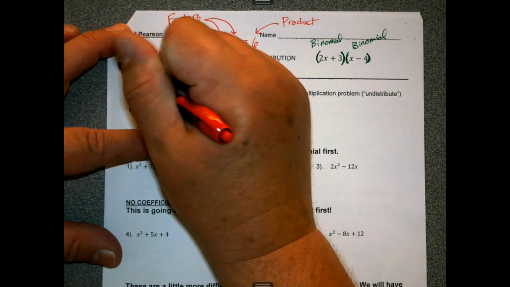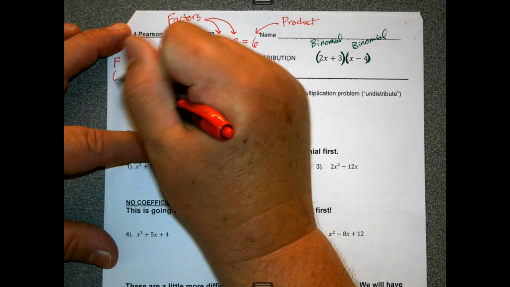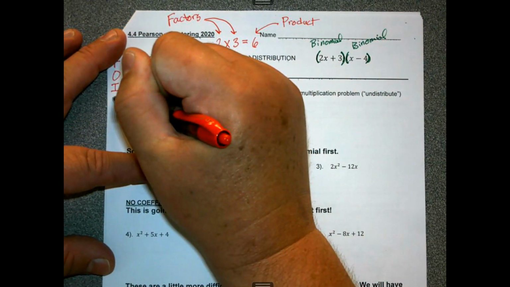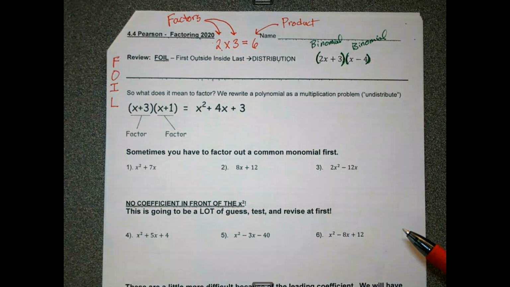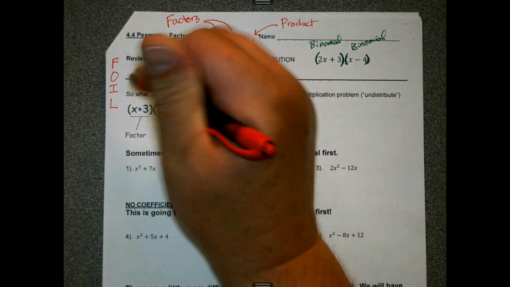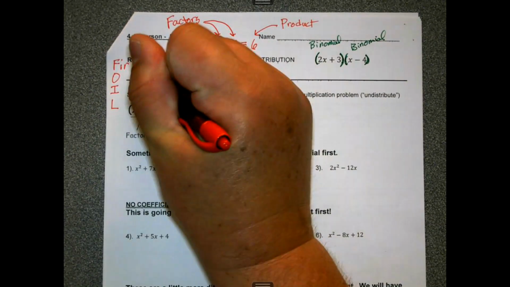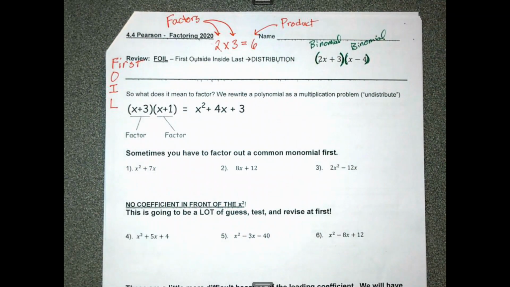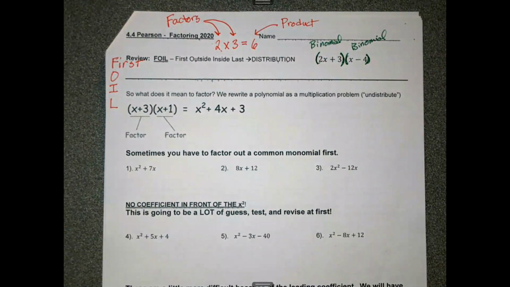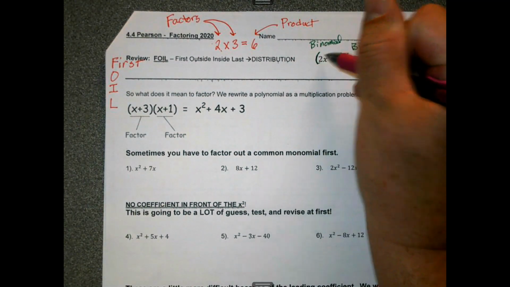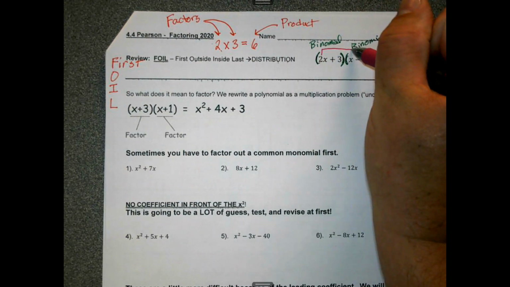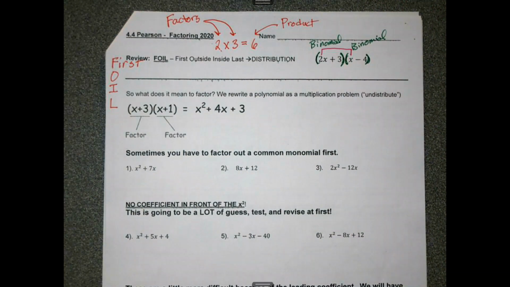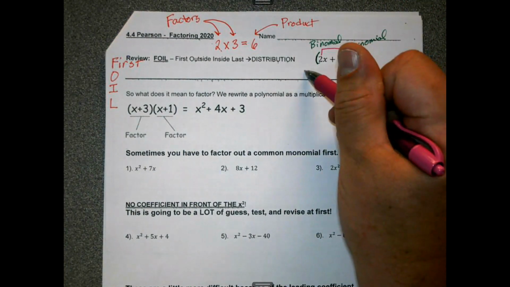Where I have, let's see, FOIL. And this neat little strategy tells me, using FOIL, take the first terms. So the 2x is the first term in this binomial, and I'm going to multiply it by the first term in this binomial. That's what I mean by first. 2x times x is 2x squared.